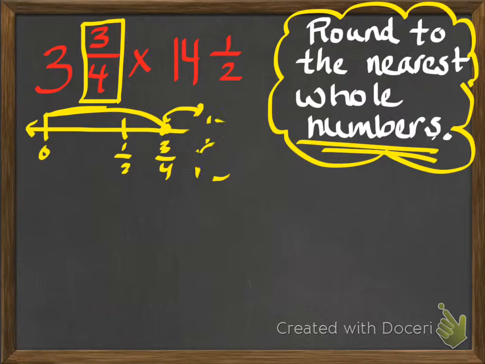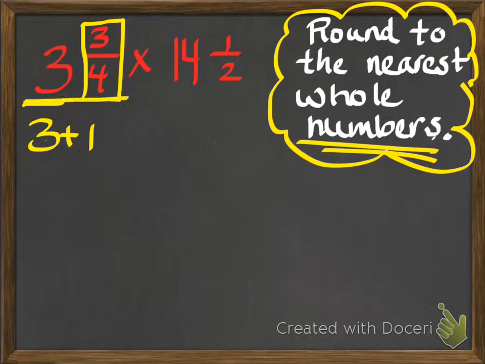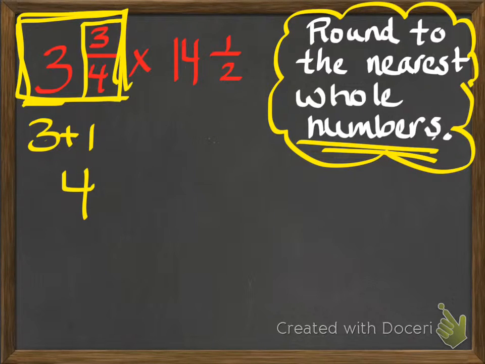So let me erase that. 3/4 is really close to 1, and I already have 3, so I'm just doing 3 plus 1 right here. This is going to be like 3 plus 1. Well, that equals 4. Okay, so I've got this section taken care of.